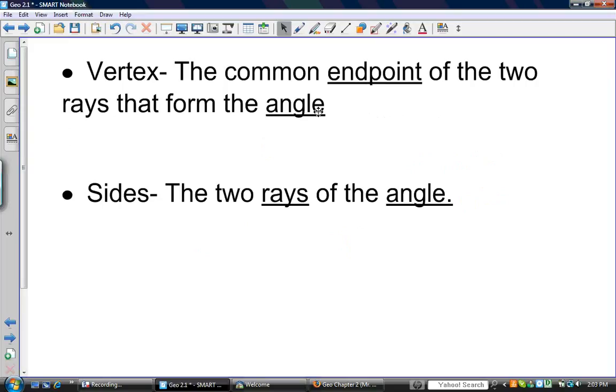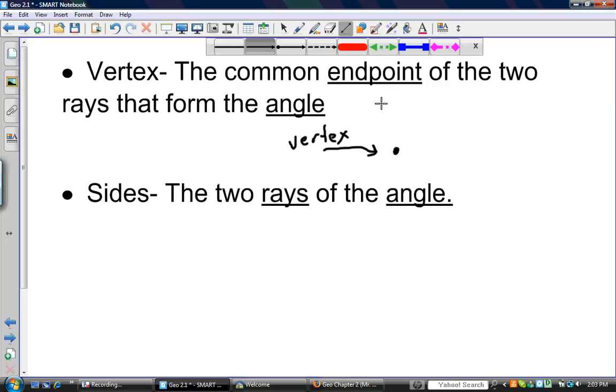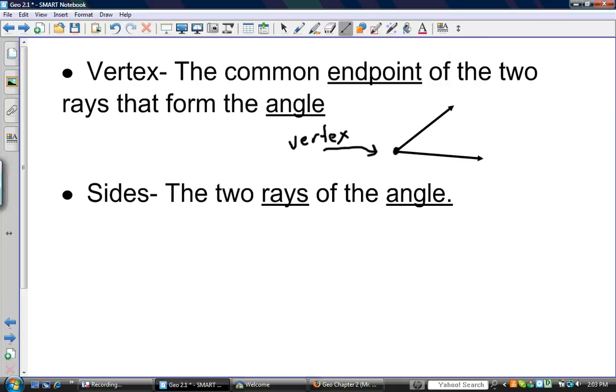The vertex is the common endpoint of the two rays. So if I start with my vertex, now the sides are these two rays. Those we'll just call the sides. They're the two rays of the angle.